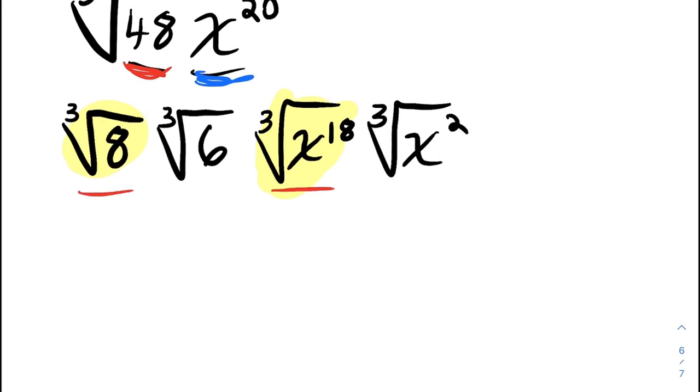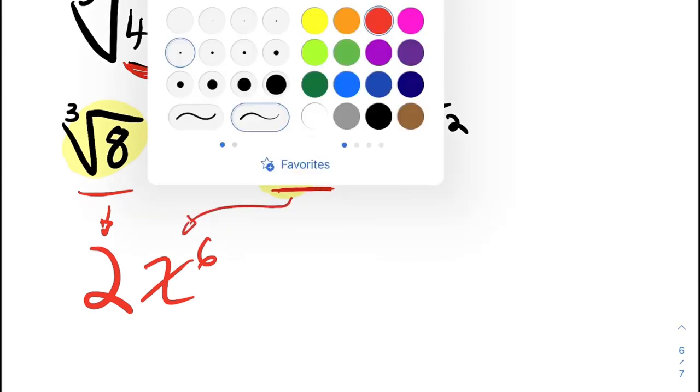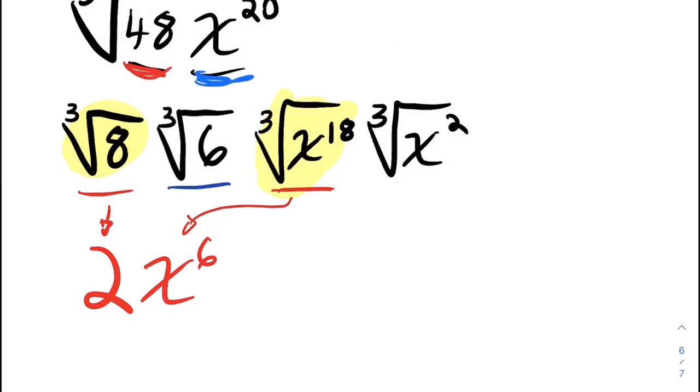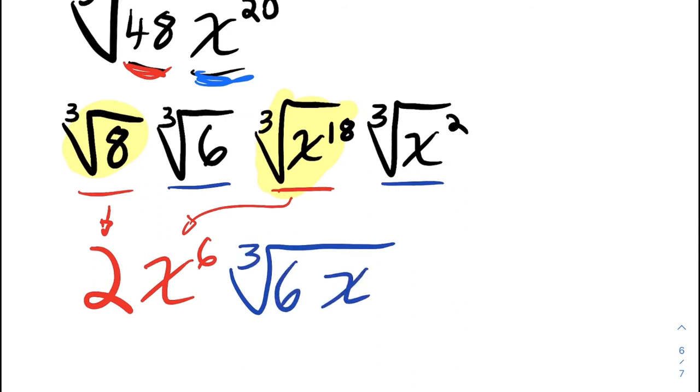The cube root of 8 is 2. While the cube root of x to the 18th is x to the 6, because I just divide those powers. So that's where that comes from. On the other hand, this and this just have to stay underneath a radical. So the cube root has to have a 6 underneath it and an x squared underneath it. And that's how we would go about simplifying that radical. So this would be actually the final answer here.